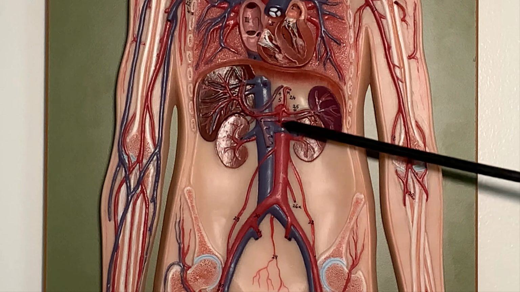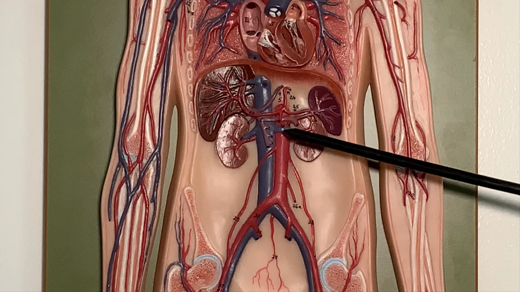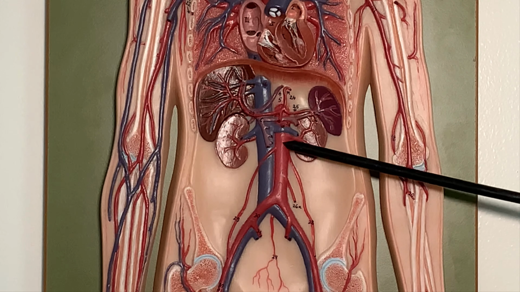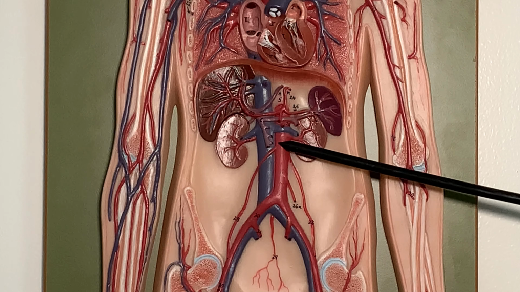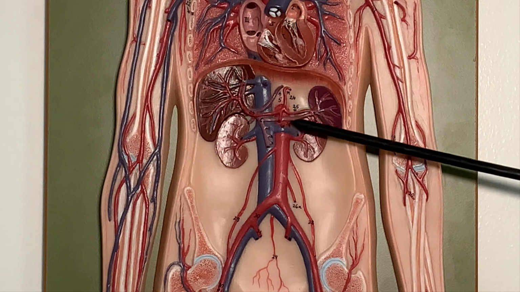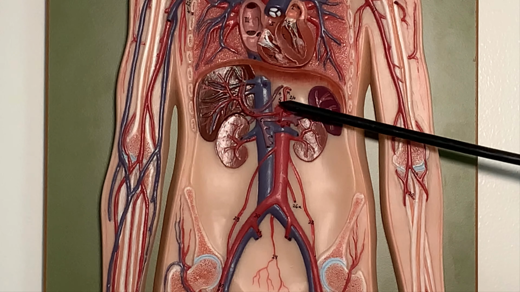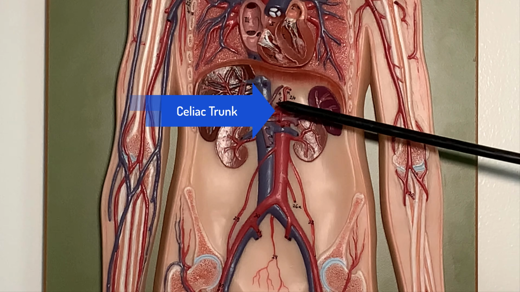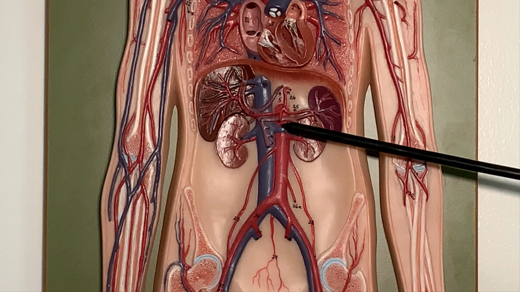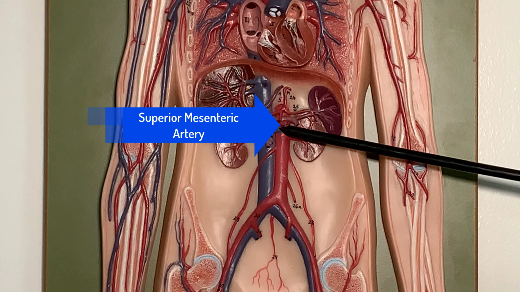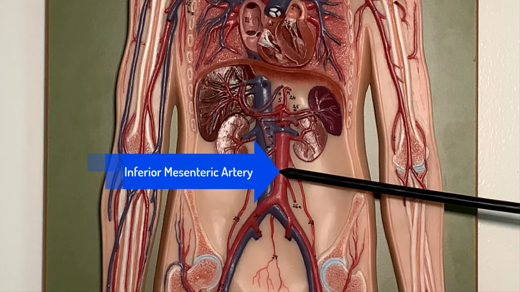So this aorta gives many branches in the abdominal cavity, and we categorize them under different coverings, and those will be learned when we learn about the posterior abdominal wall and its structure. But worth mentioning, it gives three main branches. The first branch is the celiac trunk, which is also known as the artery of the derivatives of the foregut. And then we have the superior mesenteric artery, which is the artery of midgut derivatives, and the inferior mesenteric artery, which is the artery of hindgut derivatives.